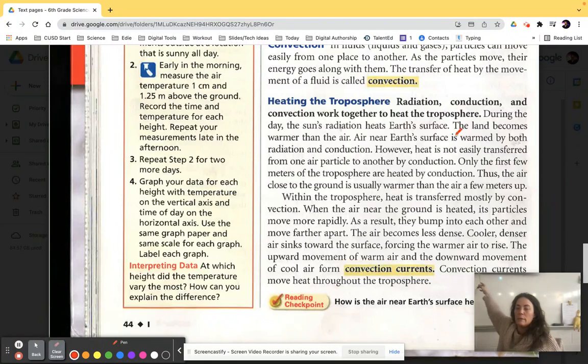And I'm going to do a little diagram here for us. Let me grab my colored markers here. Bear with me.